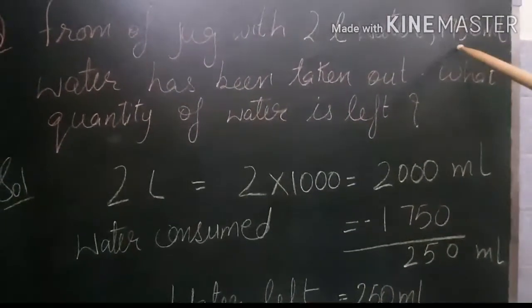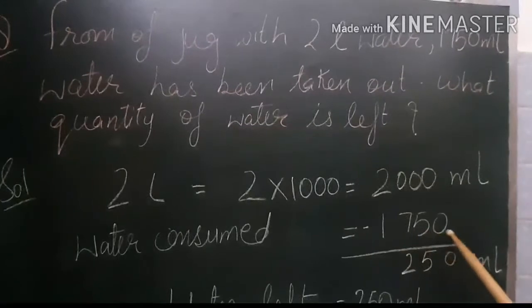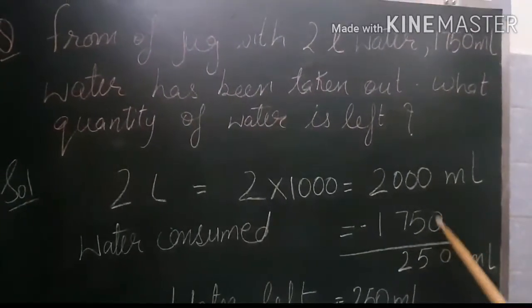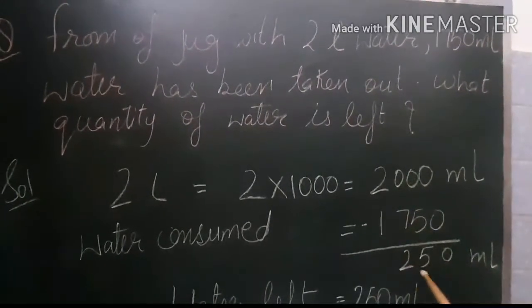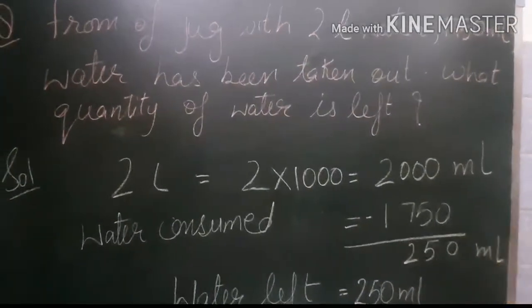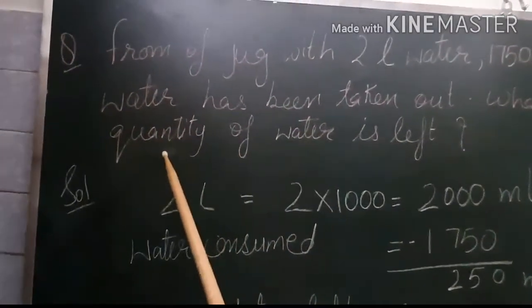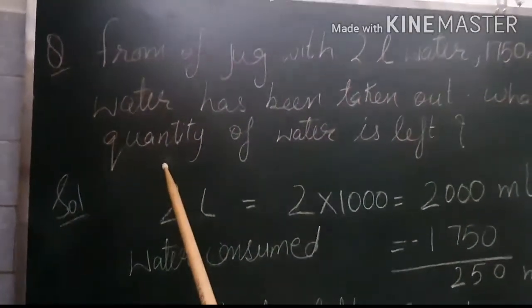Now how much water is consumed? It is 1750 ml. So subtract these two numbers. I get 250 ml left in the jug. In this way, we can find how much quantity of water is left in the jug.